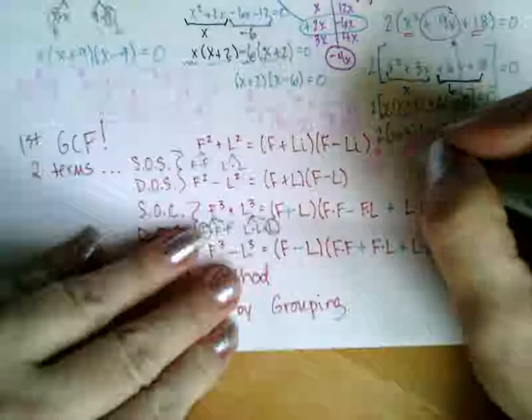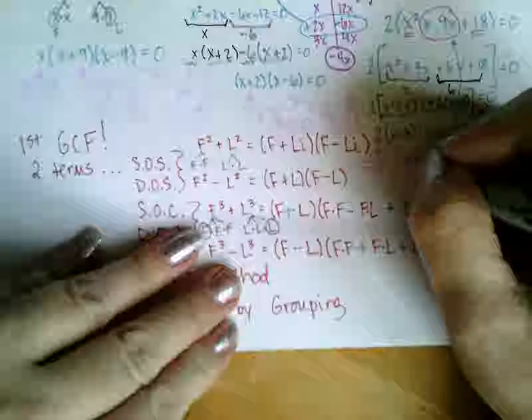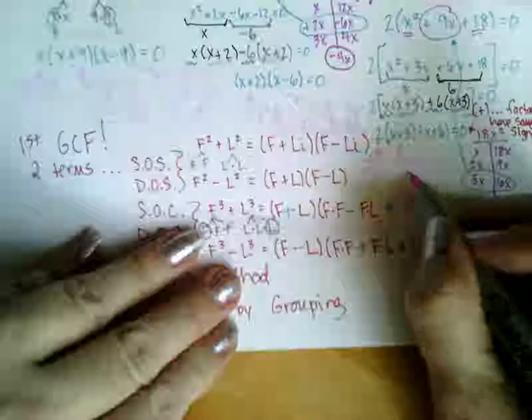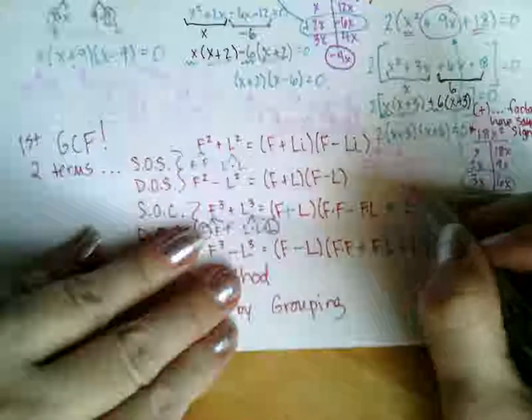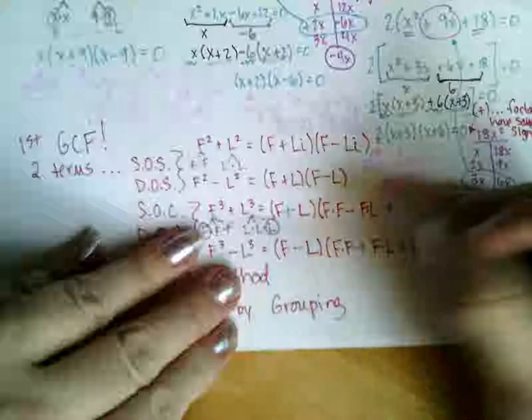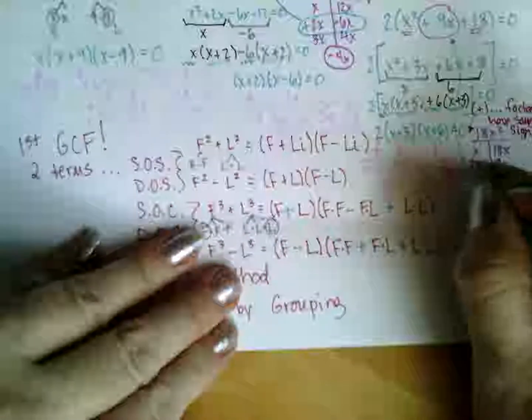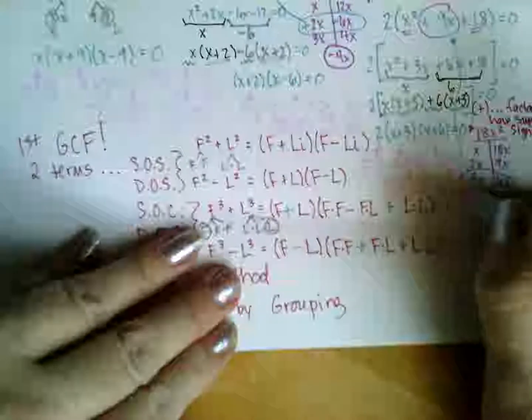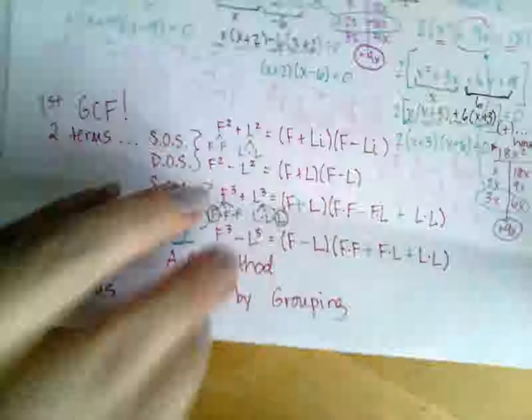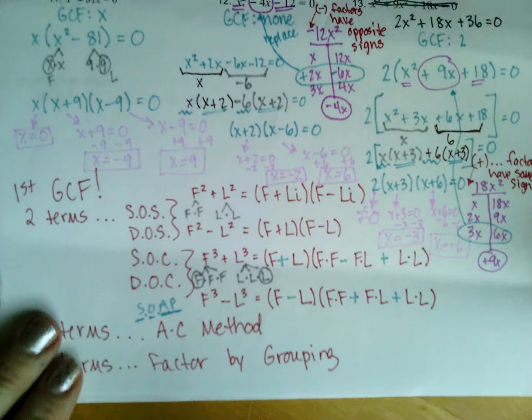So we ignore it. Then we just take the x plus 3, set it equal to 0, subtract 3, subtract 3. So x is negative 3. Take the x plus 6, set it equal to 0, and subtract 6 from both sides. So we get x equals negative 6. So we had 2 answers on that one.